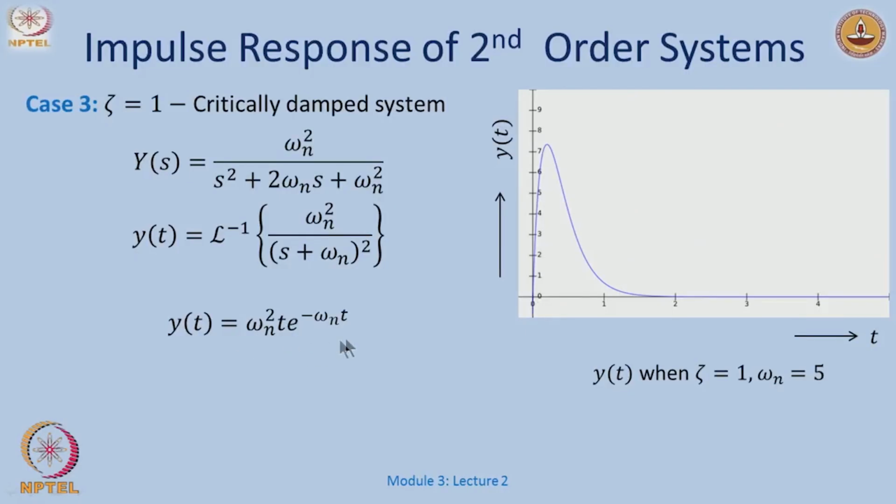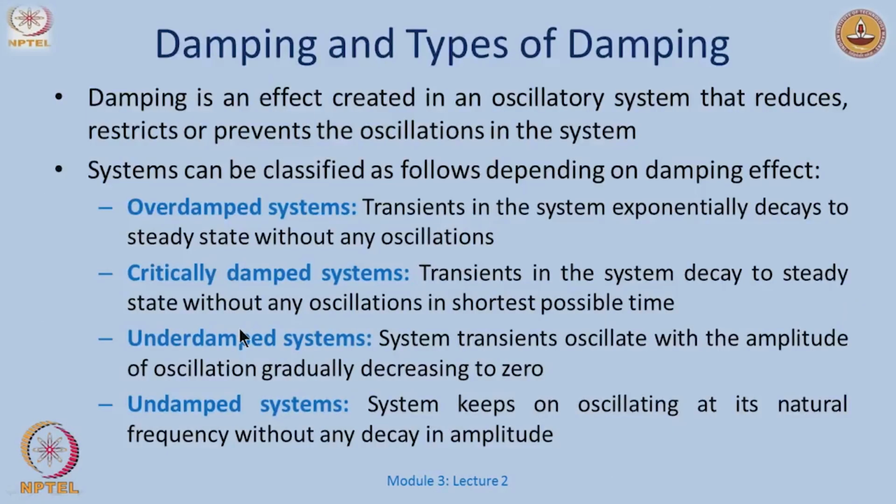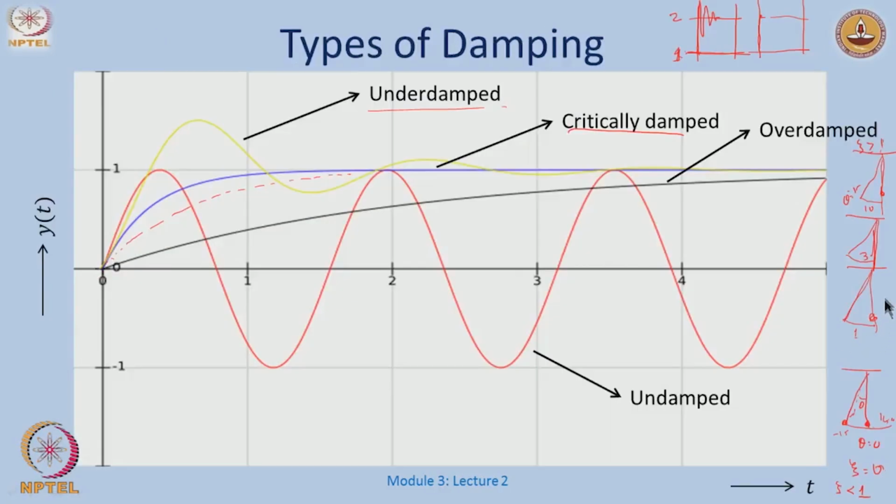Right. So, here for a system which we now call a critically damped system, the transients in the system decay to a steady state without any oscillations and in the shortest time possible, right, as we had defined in the case of the pendulum. Here this is the shortest time, and this is the critically damped case.